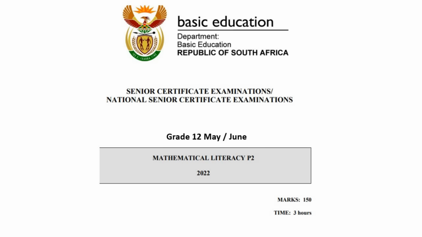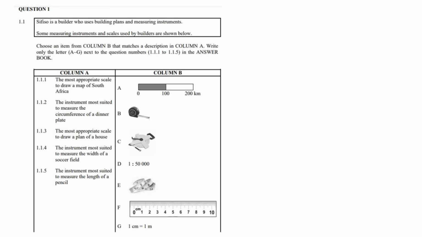So here we have a grade 12 May-June exam for Maths Literacy paper 2, and it's 150 marks and 3 hours long. You can download the paper by checking the description below. Safiso is a builder who uses building plans and measuring instruments. Some measuring instruments and scales used by builders are shown below. Okay, so we need to match an item in column A with column B. Now, in column B, you can see there's 1, 2, 3, 4, 5, 6, 7, whereas here there's only 5. So there won't necessarily be a match for everyone.